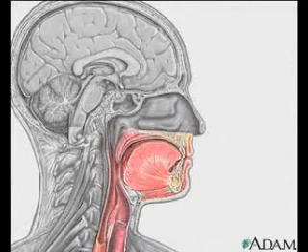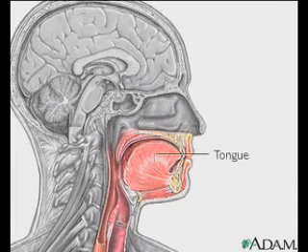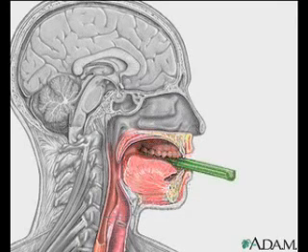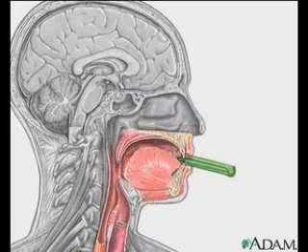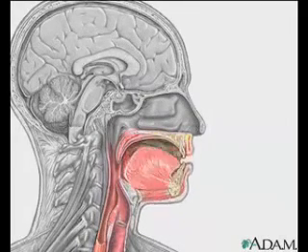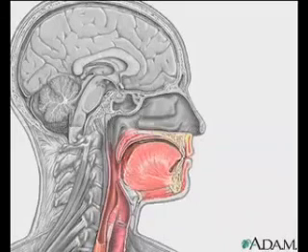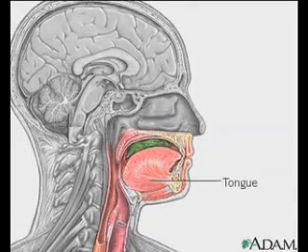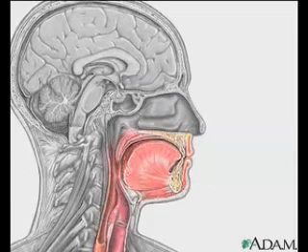In this side view of the head, you can see the structures involved with the process of swallowing, such as the tongue, teeth, epiglottis, and esophagus. The teeth are used to grind and chop up food into tiny pieces, while the glands in the mouth moisten the food with saliva. Then, the tongue pushes the moistened food, which is called a bolus, to the back of the throat and down into the esophagus, which leads to the stomach.